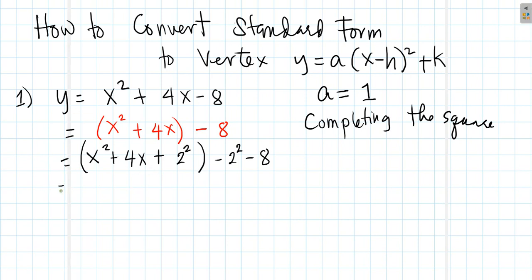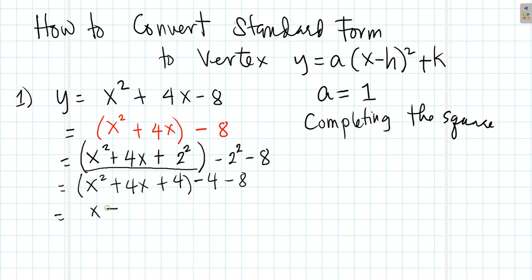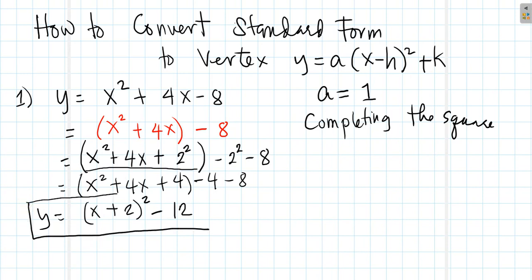So we have here now x squared plus 4x plus 4 minus 4 minus 8. So, we're going to factor. So this is now x plus 2 squared. So, negative 4 minus 8 is equal to negative 12. So, therefore, we converted now the standard form to vertex form.